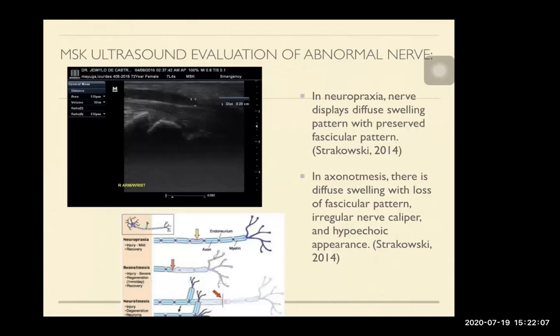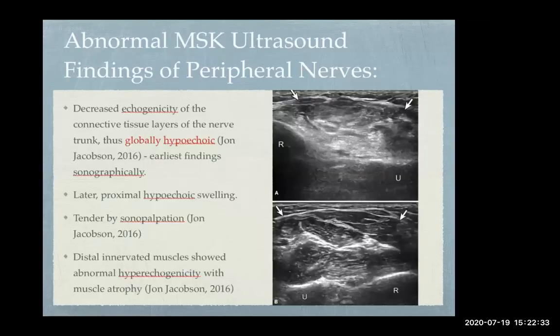Okay, then we also have axonotmesis. In axonotmesis, there is a diffuse swelling. So the swelling is diffuse, so you can always say that the cross-sectional area is big, and then there is loss of fascicular pattern. There is an irregular nerve caliber, and there is a hypoechoic appearance of that nerve. So that is how this nerve would look like in axonotmesis.